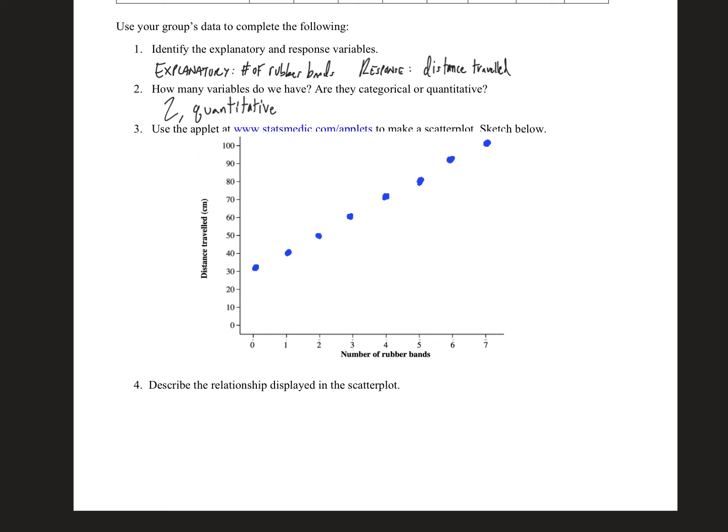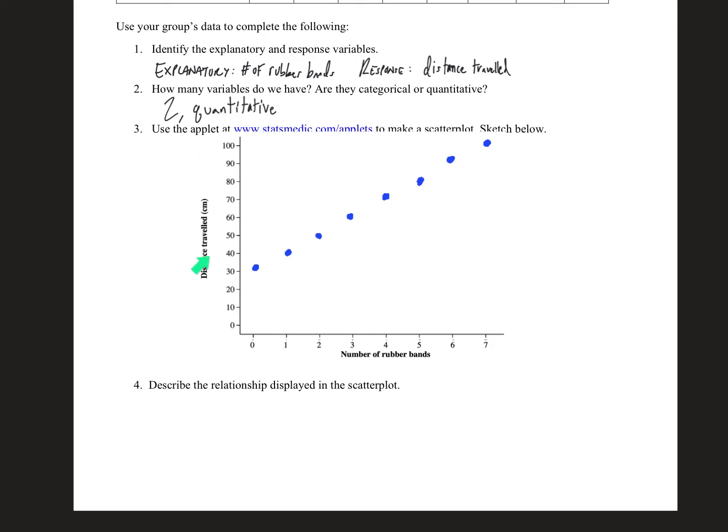All right. So remember we were talking about, you guys were collecting data on the Barbie bungee jump. You should have identified the explanatory variable being the number of rubber bands and the response variable being the distance traveled. And of course, those are two quantitative variables. And you should have made a scatter plot from your data. Of course, it won't look exactly like this. It probably didn't turn out as nice and perfect like this, but oh well.